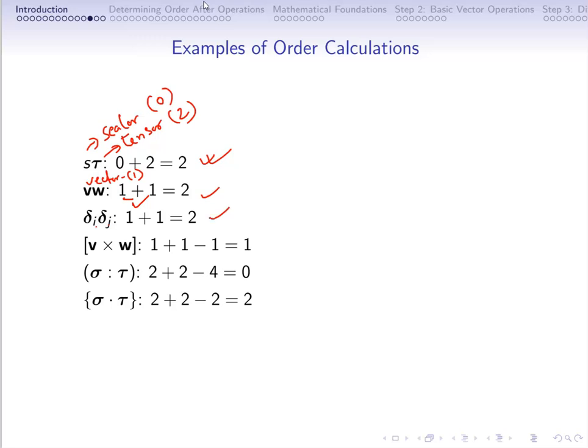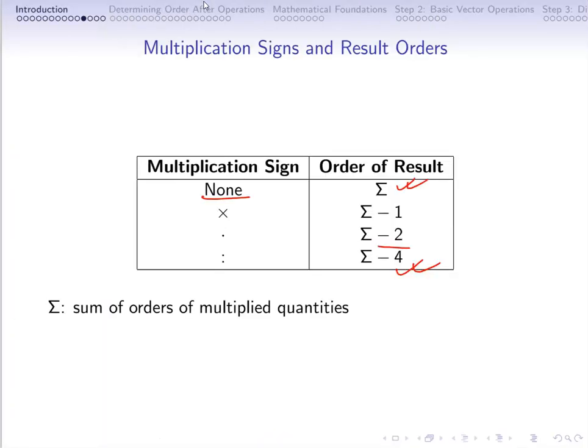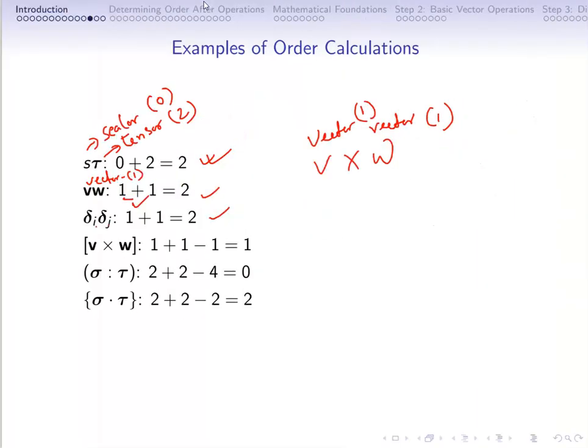Now here v cross w, so vector, that is 1 and that is also 1. If you see earlier, when it is the multiplication sign, from the summation you have to subtract 1. So here 1 plus 1, then -1, so that is 1, so it will be a vector. So when you multiply vector cross vector, that is actually a vector.